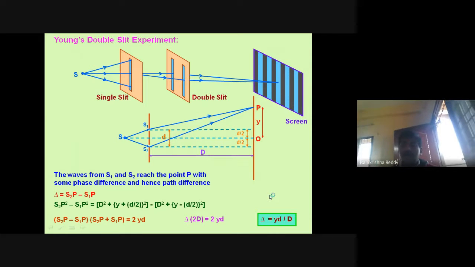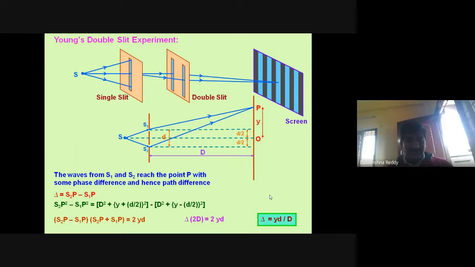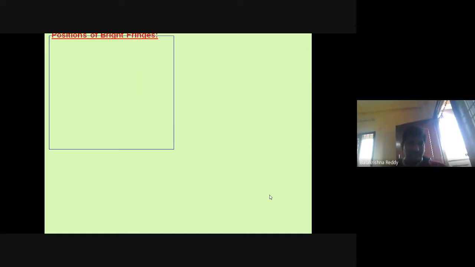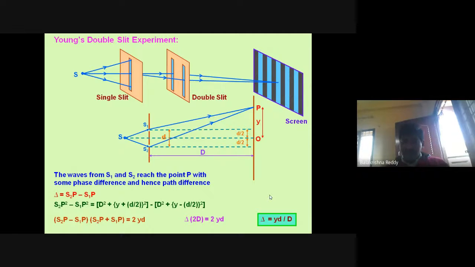This gives the path difference when two or more waves interfere. Here, with respect to two waves, we found the path difference, delta. Delta is the symbol we have used for the path difference. Now delta equal to, as we got in the previous case, y into small d by capital D, right? This is the path difference.